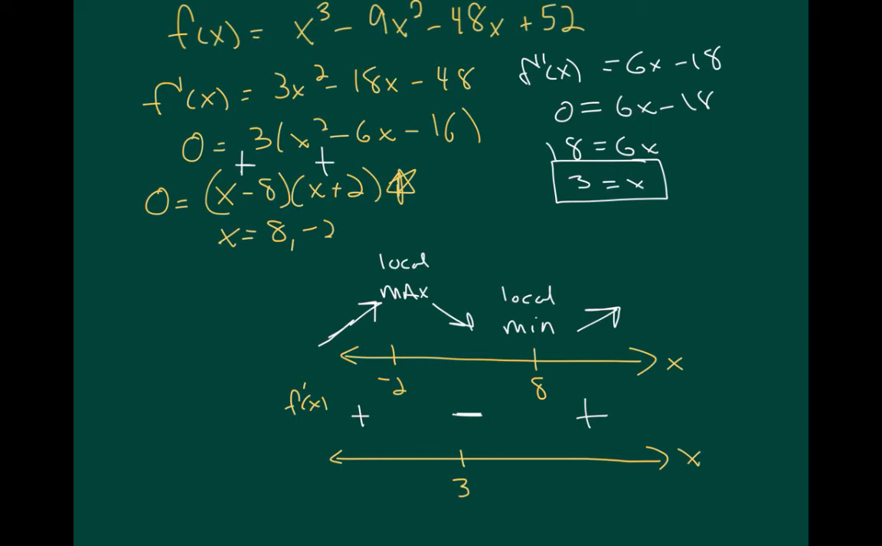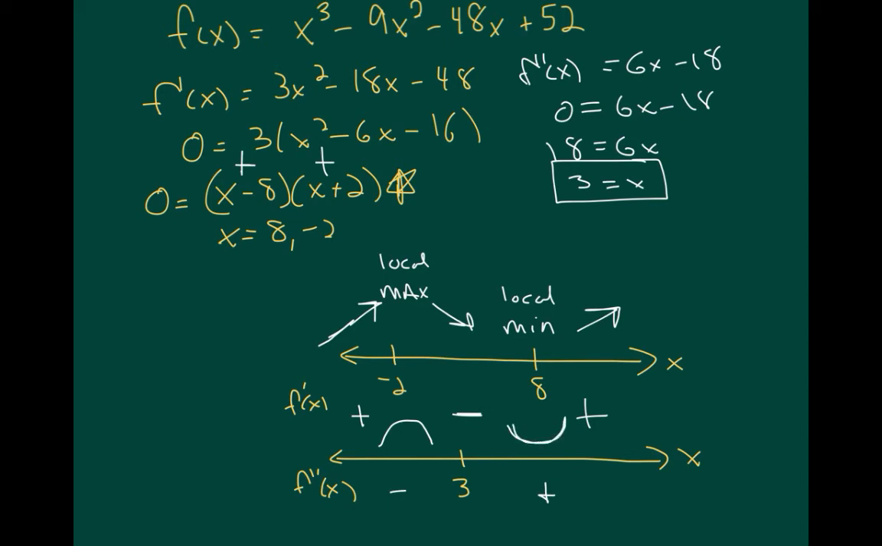If I plug in values to the left of 3, like 0, back into my second derivative, because of course it's the second derivative that defines concavity, plugging 0 in will give me 6 times 0 minus 18, or negative. So that means I am concave down. And if I plug in positive values greater than 3, like 5, 6 times 5 is 30, minus 18 is 12. That's a positive number. And so the function's concave up here.